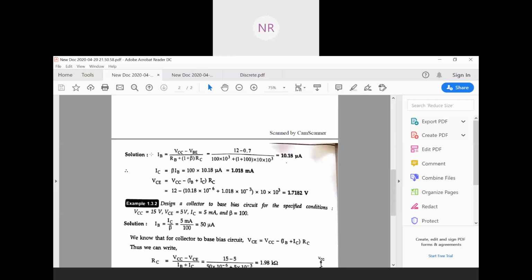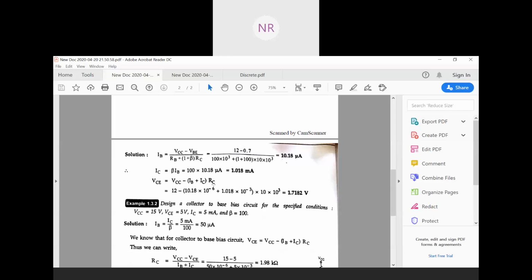So IB we know the formula: IB is VCC minus VB divided by RB plus 1 plus beta into RC. Or else you can make use of the IE formula also, that is VCC minus VBE divided by RC plus RB divided by 1 plus beta. This formula for IB, that formula for IE.